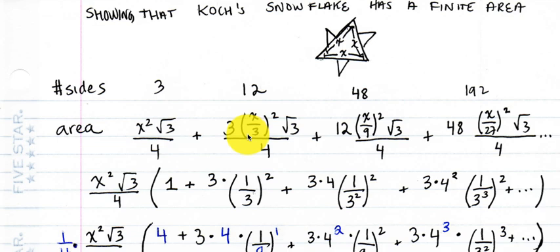The same thing for when you have 48 sides. You would have 12 triangles with side length x over 9, and then you'd add everything that came before: x over 9 squared root 3 over 4. You use the same logic for when there are 192 sides. You take a third of x over 9, that becomes your side length, and you have 48 triangles. Notice the times 4 pattern.